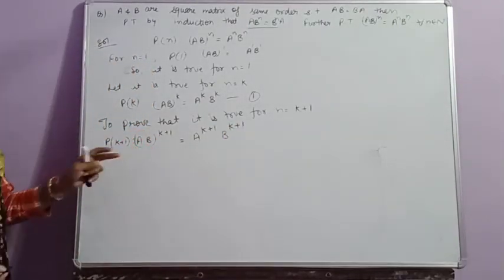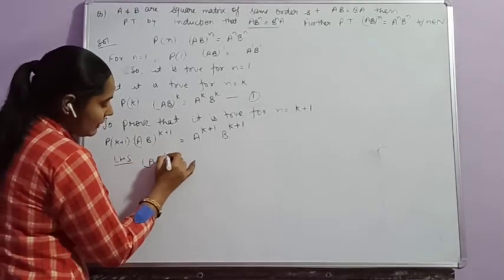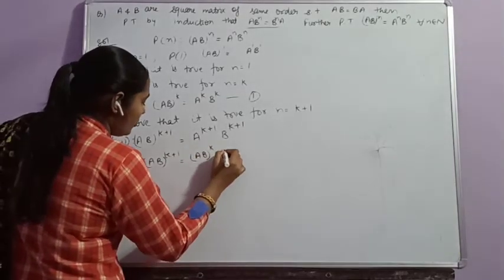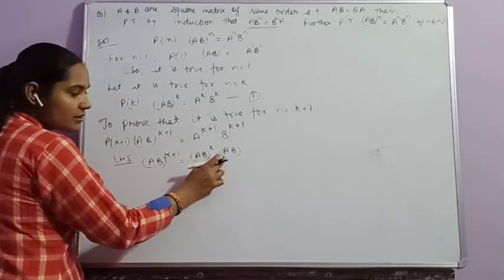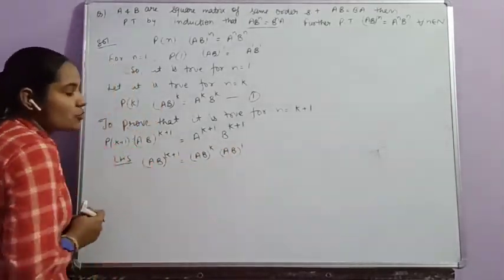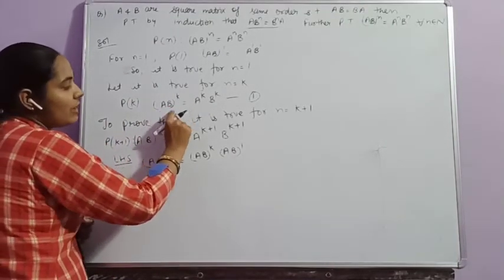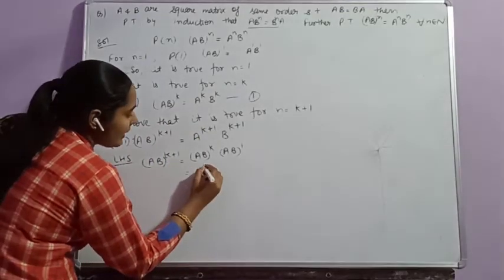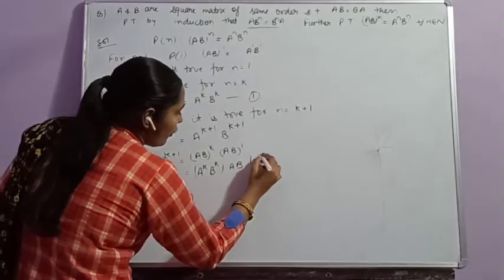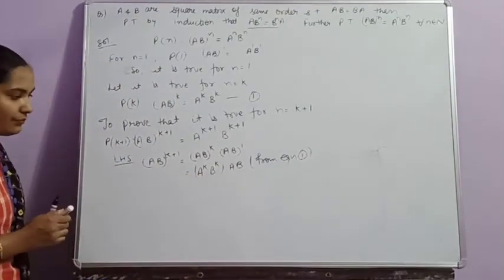Now we simplify left hand side. Left hand side is (AB) raised to the power k plus 1. It can be written as (AB) raised to the power k into AB. As bases are same, so powers can be added. It will be (AB) raised to the power k plus 1. From equation 1, it is given that (AB) raised to the power k is equal to A^k B^k into AB. From equation 1. Clear?